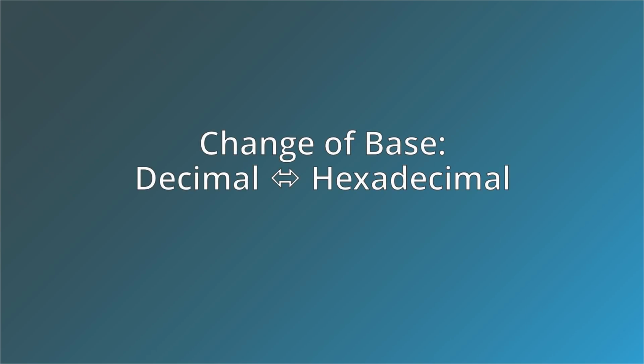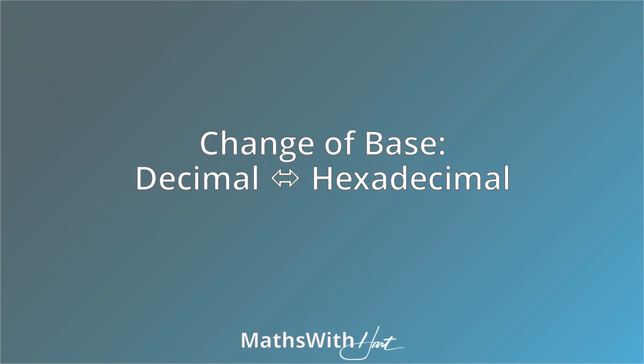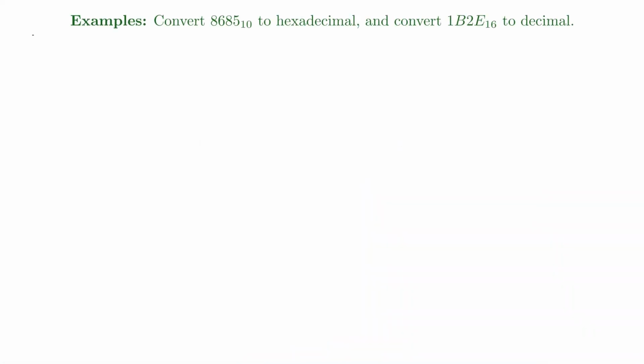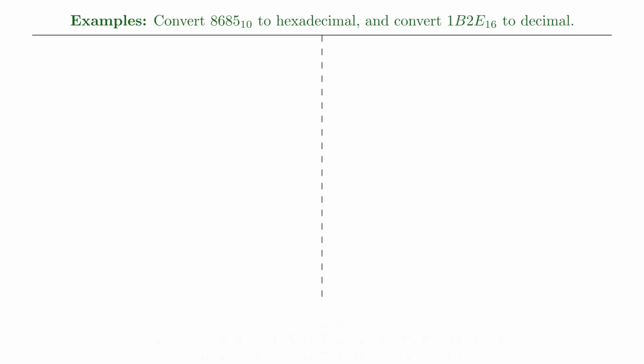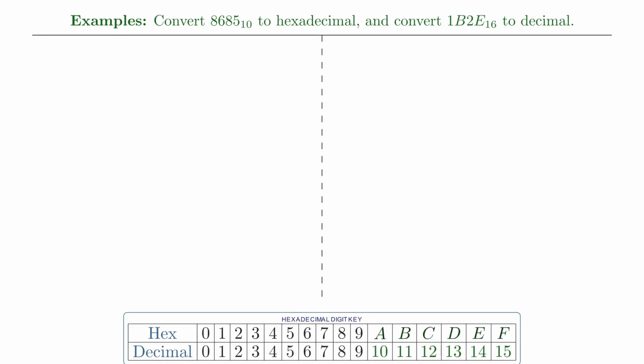In this video, we will convert numbers between base 10 decimal and base 16 hexadecimal. We have two examples: converting 8685 base 10 into hexadecimal, and converting 1B2E from base 16 into decimal. At the bottom of the screen, you will see a reference key for the hex digits 0 through F, where the letters A through F represent values 10 through 15.